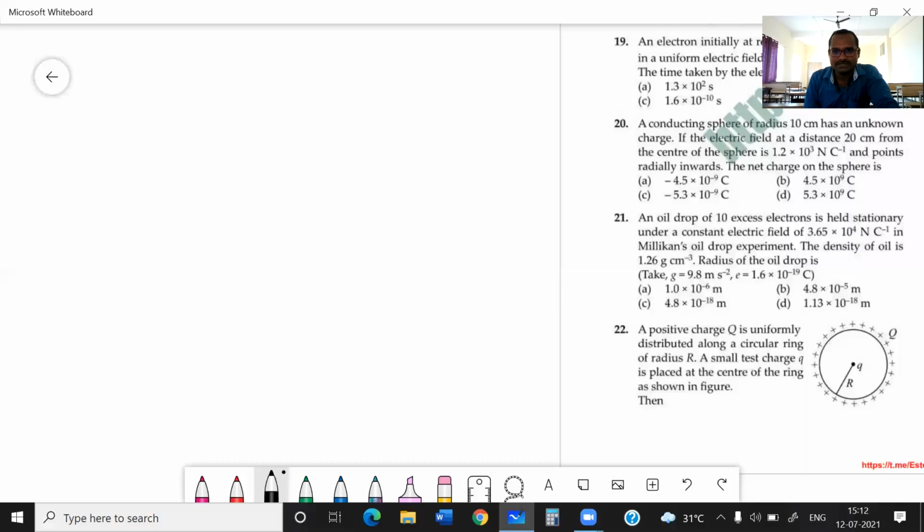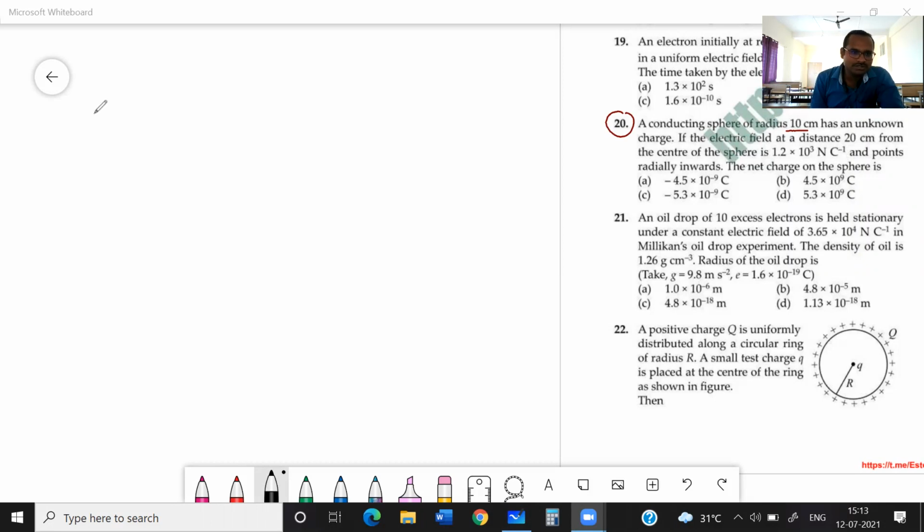What they have given is a conducting sphere of radius 10 centimeter has an unknown charge. If the electric field at the distance 20 centimeter from the center of the sphere is 1.2 into 10 to the power of 3 Newton per Coulomb and points radially inwards, the net charge on the sphere is.